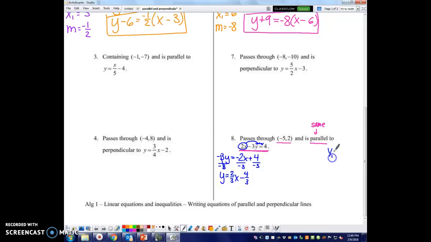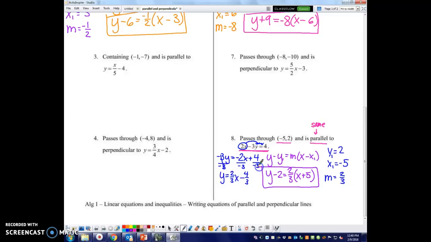So what's our y1? 2. x1, negative 5. And then our slope, 2/3, because it's the same. Parallel is the same. So now y minus y1 equals m times x minus x1. So we have y minus 2 equals 2/3 x plus 5. Ta-da!